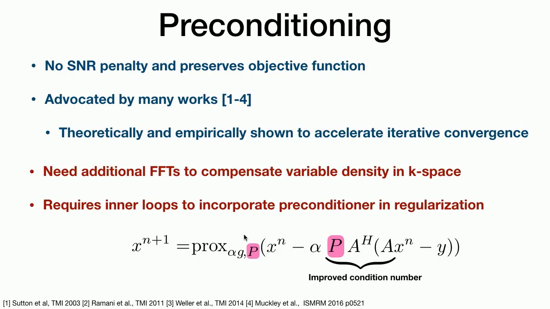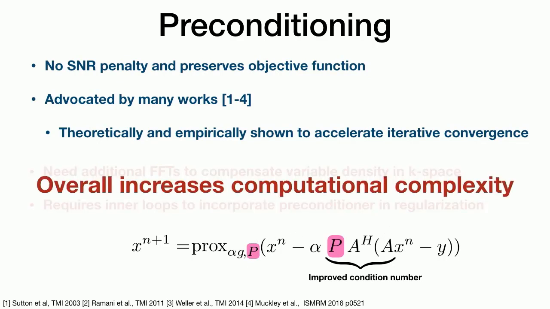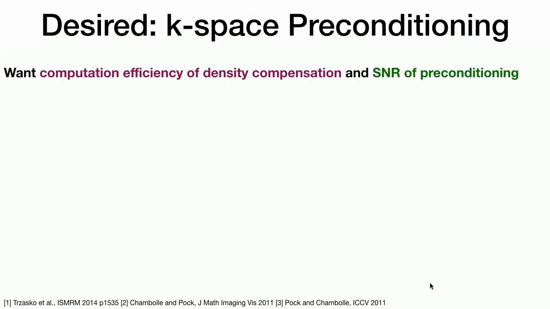Often you need to use ADMM or other methods that require inner loops. All these together mean that you overall would increase the computational complexity. So even though we've reduced the number of iterations, each iteration actually costs more now. And so it makes sense that we should combine the advantages of each method. Ideally, we should have the computational efficiency of density compensation and the SNR of preconditioning.